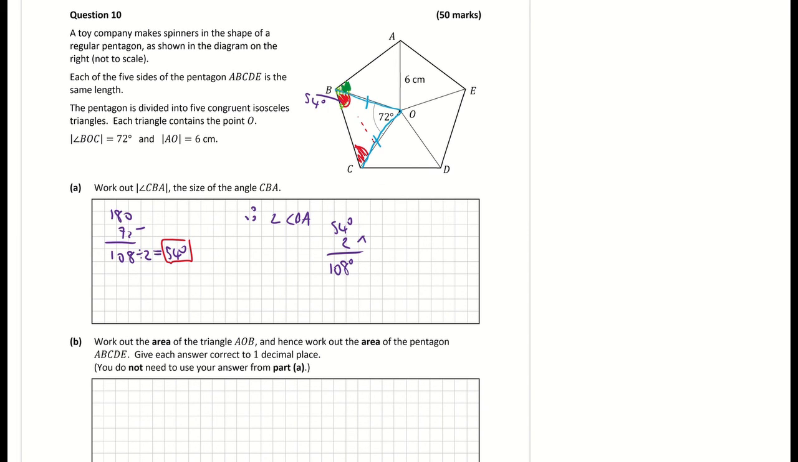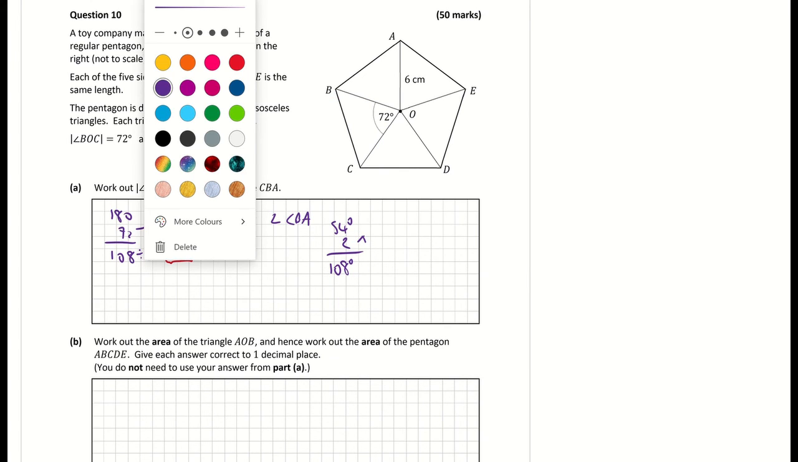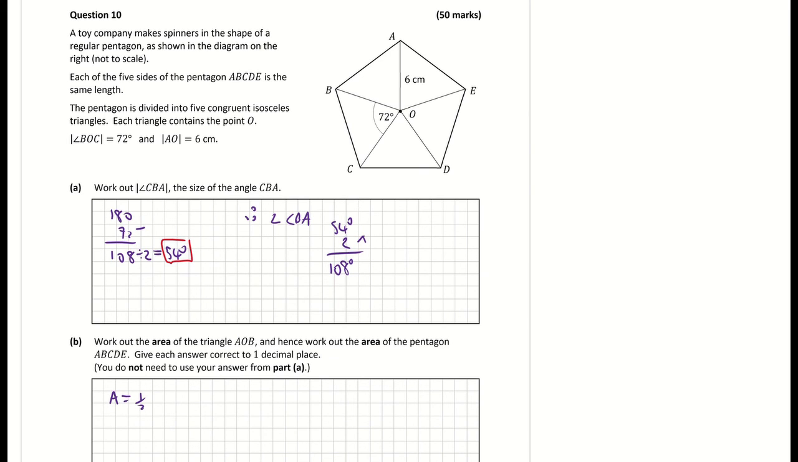108 degrees. Part B, work out the area of the triangle AOB and hence work out the area of the pentagon. Give your answer to one decimal place. So for the area of the triangle, we're going to use our formula from our log tables here. Area is equal to half ab sine C. Again, we know a lot of information here about the triangles, so I'm focusing in on AOB. I know that this length is 6. The angle at the center here is also 72 degrees. And I can use that piece of information to find the size of that triangle AOB.